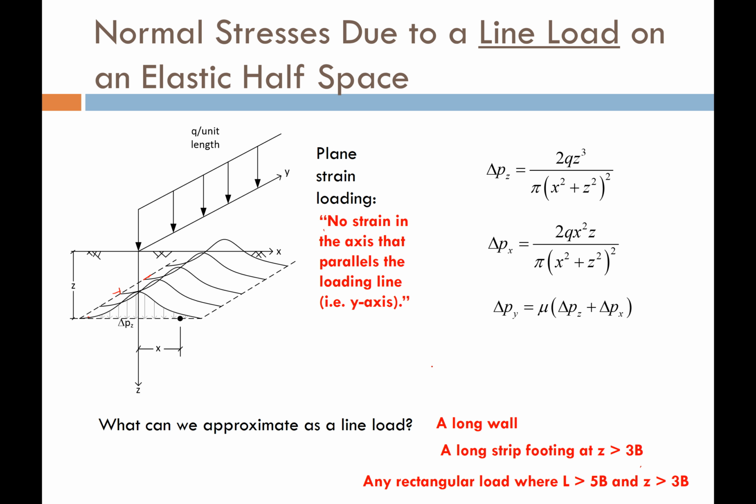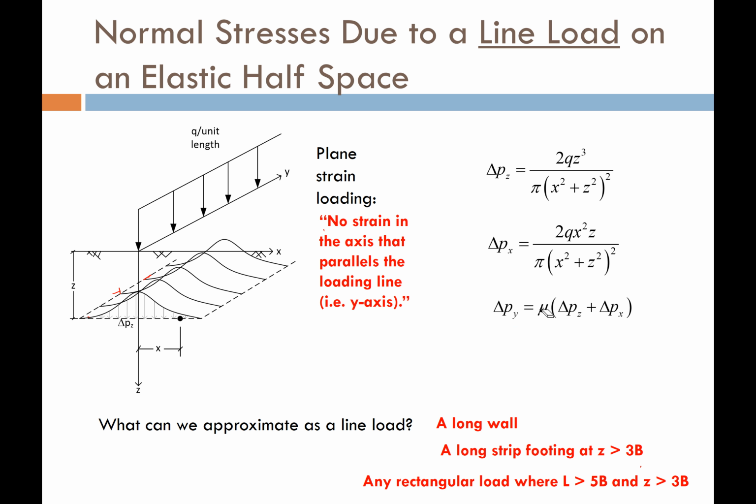Whenever I have a rectangular footing, by the way, it's good for you to get used to the notation. The long side of the rectangle is always going to be denoted as L, and the short side of the rectangle is always going to be denoted as B. Always. So just imagine L means long. So anytime my long side of my rectangle is greater than 5 times the width of my rectangle, then I can apply this line load assumption. Okay, awesome. So that's line loads.